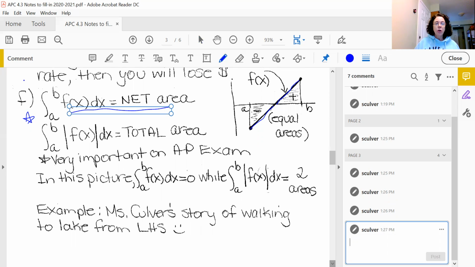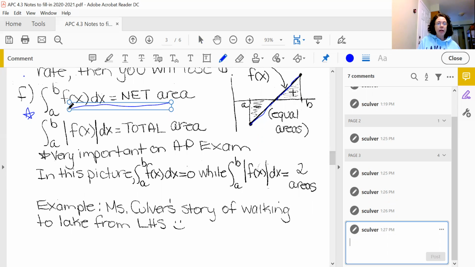All right. So if this is a rate, f of x, that you are walking, for instance, and you walk partially in a positive direction and then in a negative direction, it will give your net position where you land.